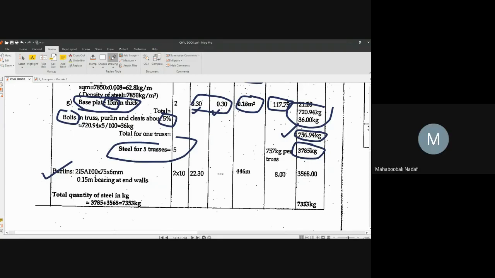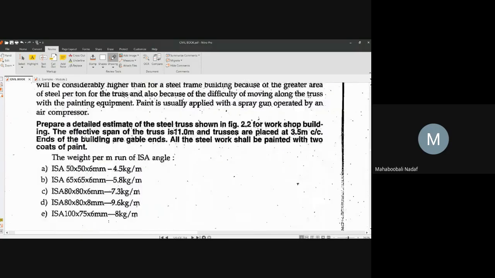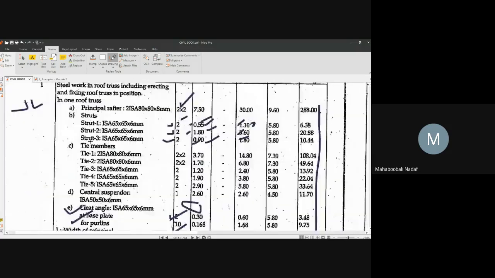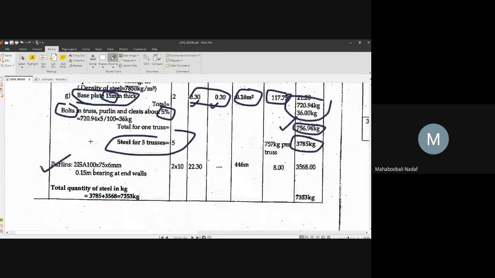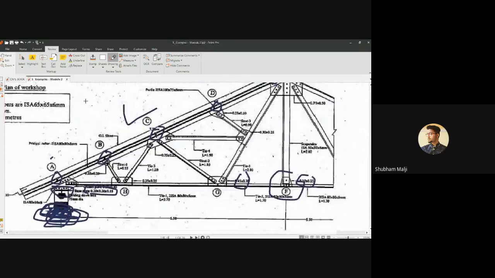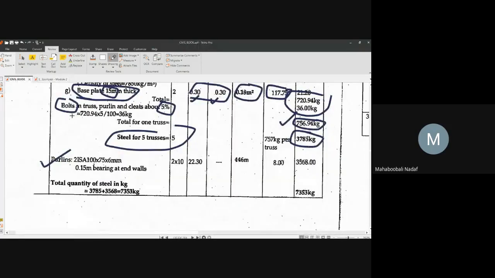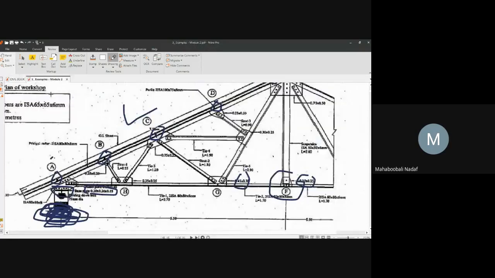Now, what is the purlin length? You should tell me. Where is that? Here only I can go. Can you see what is the purlin? 22.3. What is the purlin length?